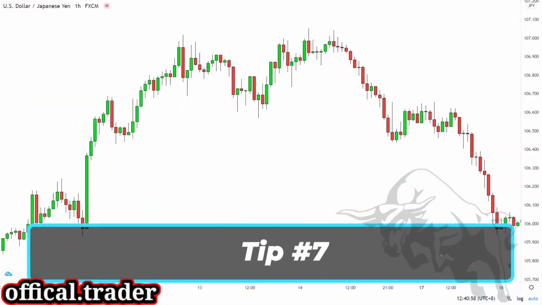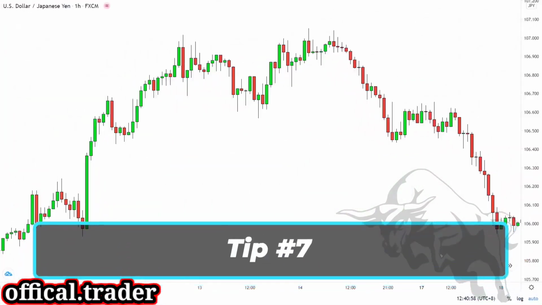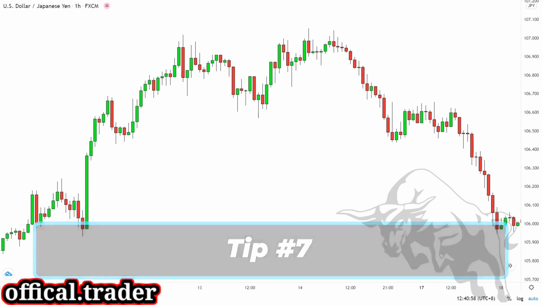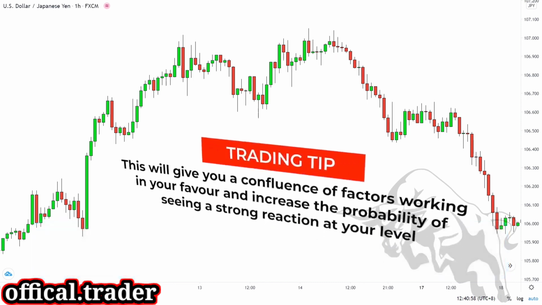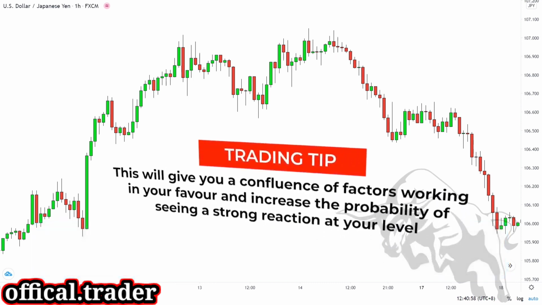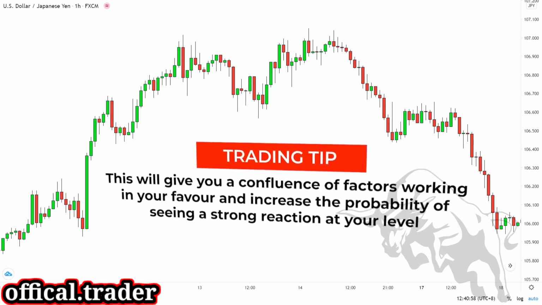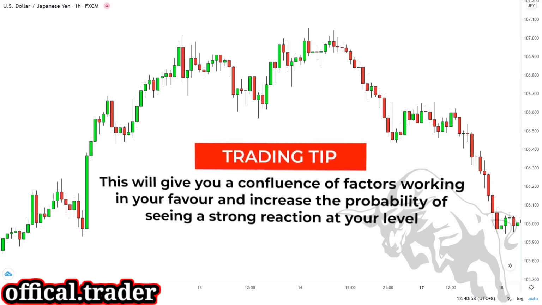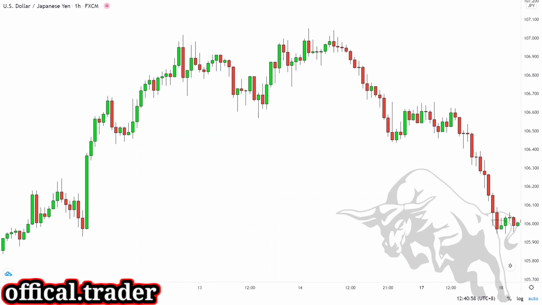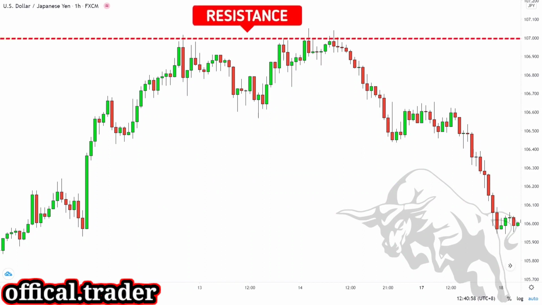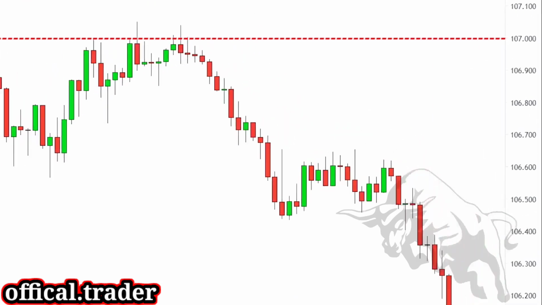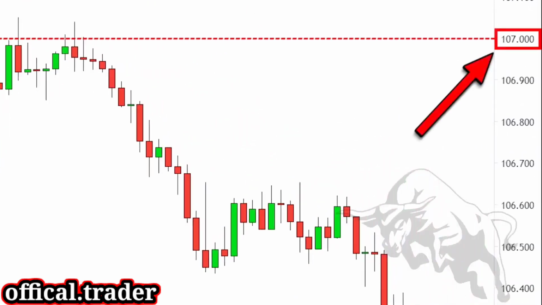Tip number 7 is to combine your levels of support and resistance with round numbers on your chart. This will give you a confluence of factors working in your favor and increase the probability of seeing a strong reaction at your level. Here we have a 1-hour chart of the dollar yen. We have a level of resistance overhead formed from the price action the previous day. What makes this such a great level is that it's also the 107 round number for the dollar yen.